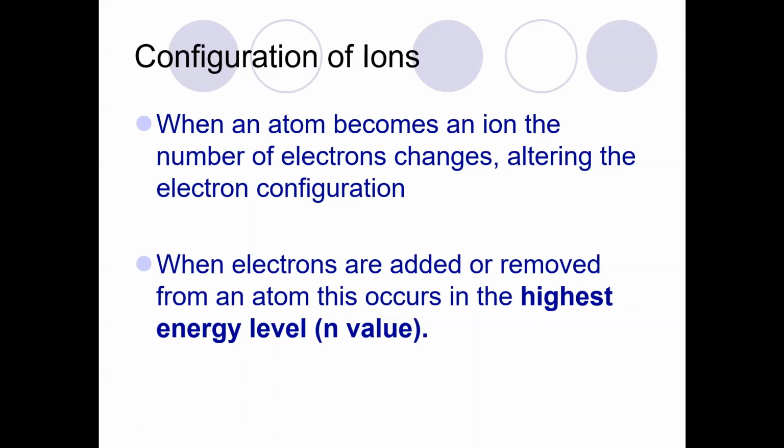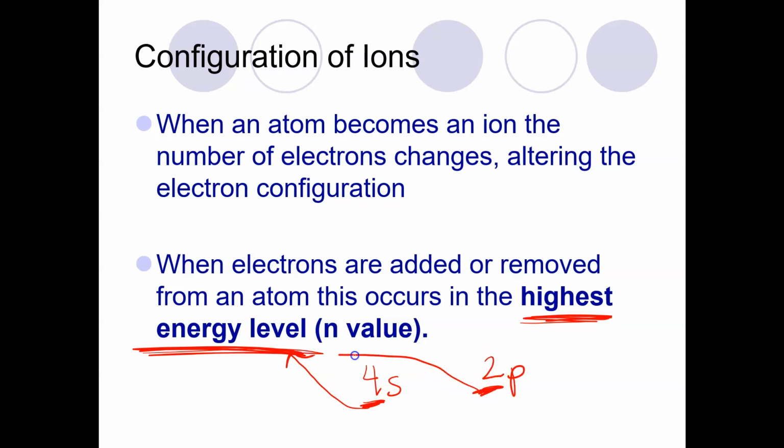So first of all, when electrons are added or removed, they're always coming from the highest energy level, which again is the N value. So it's something like 4s. 4 is the energy level. Something like 2p. 2 is the energy level. So the energy level is the number out front.